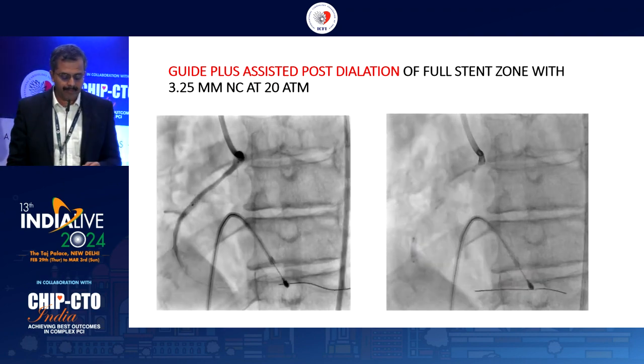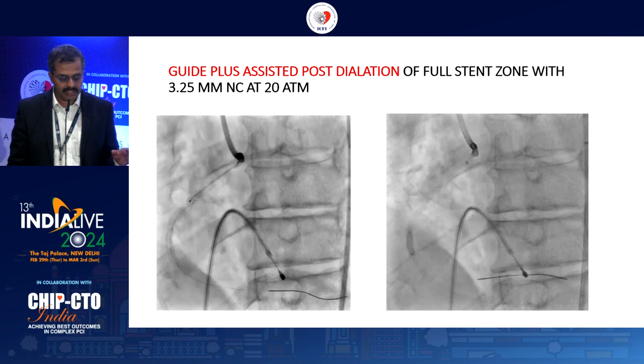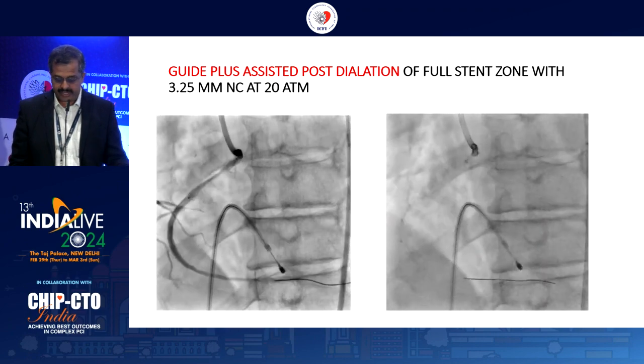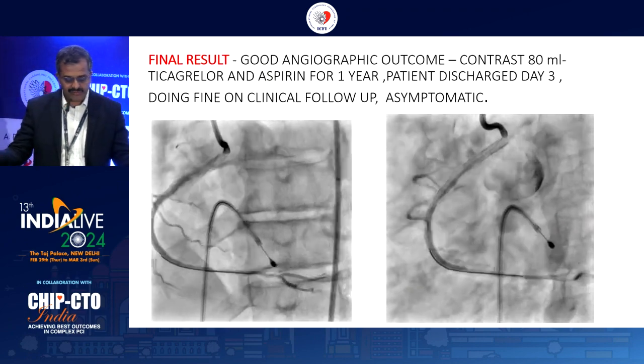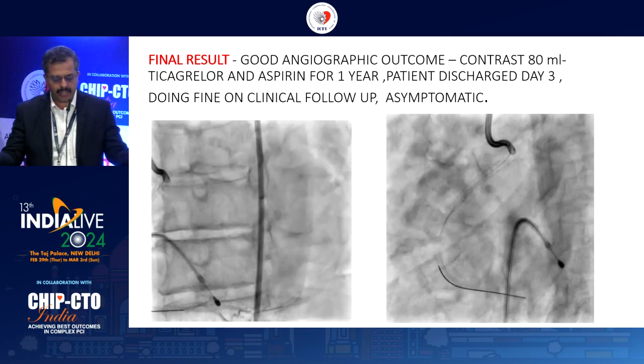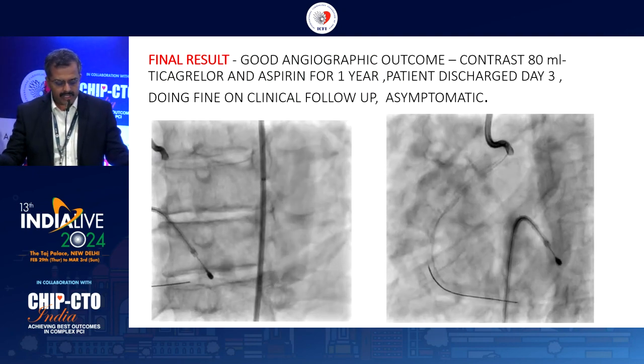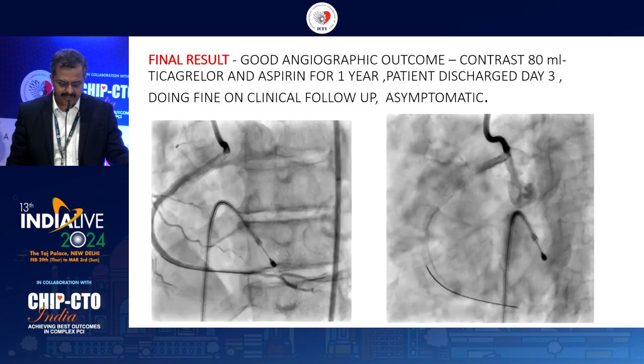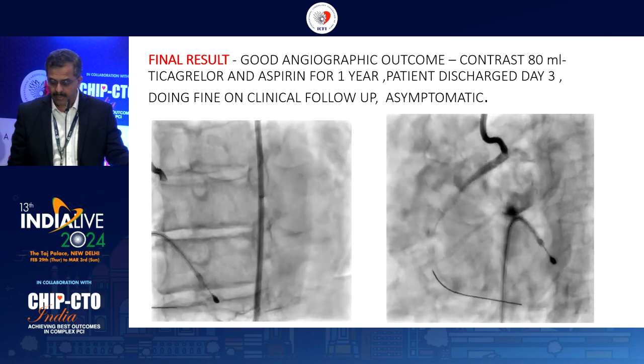Then we subsequently optimize with a post-dilatation of the full stent zone with a 3.25 non-compliant balloon at 20 atmospheres. And this is the final angiographic outcome. So angiographically we have a good outcome. About 80 ml of contrast was used. He's been on ticagrelor and aspirin for the last 1 year, was discharged on day 3, and is doing well on clinical follow-up, asymptomatic.